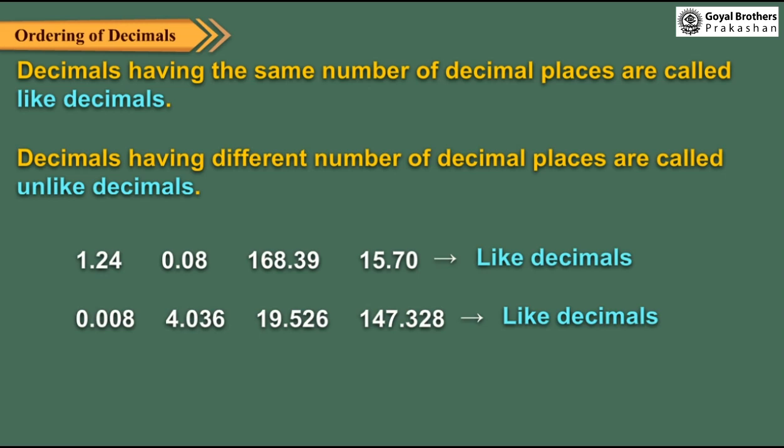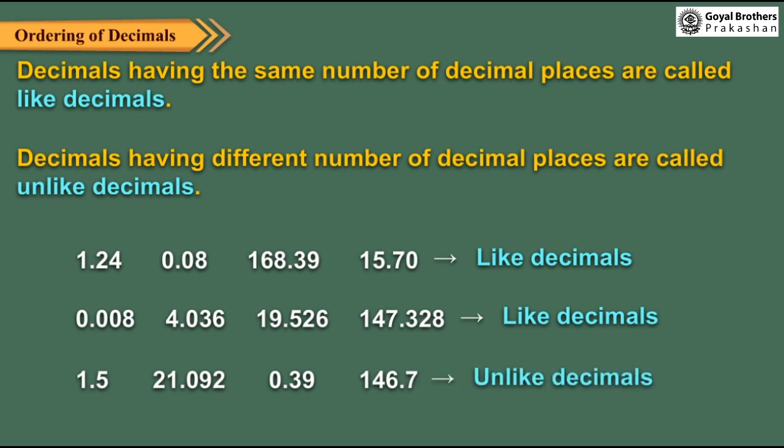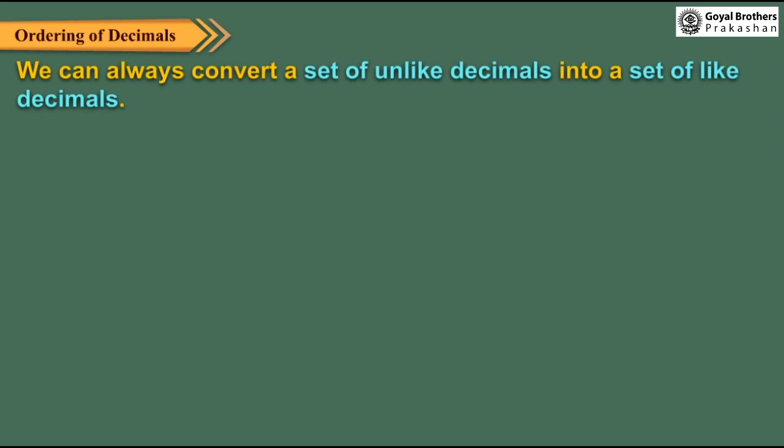On the other hand, 1.5 has 1 decimal place. 21.092 has 3 decimal places. 0.39 has 2 decimal places. And 146.7 has 1 decimal place. So, these are unlike decimals. We can always convert a set of unlike decimals into a set of like decimals.